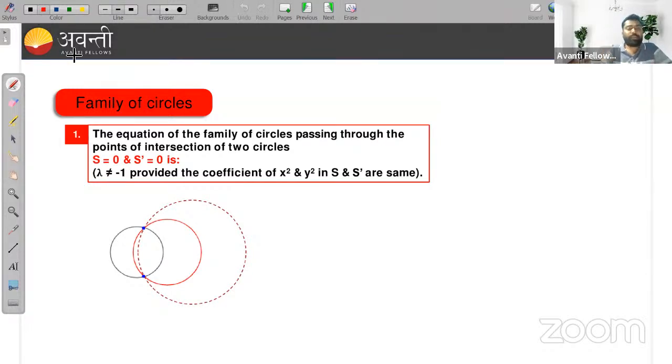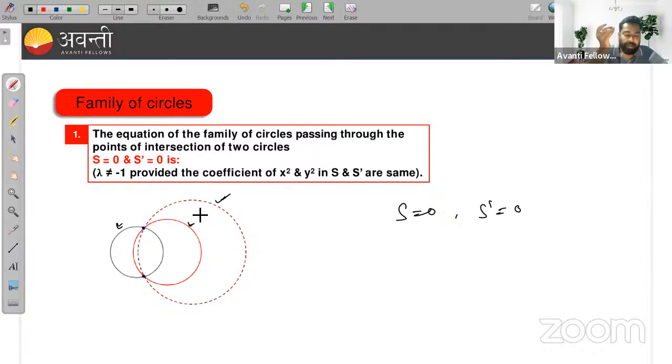case is the equation of the family of circles passing through the point of intersection of two circles. Suppose you have two circles, one is S equal to 0 and another one is S dash equal to 0. These are two circles and they are intersecting each other at 2 points. Passing through those 2 points, you can draw an infinite number of circles. All these circles are called my family of circles when the circles are passing through the point of intersection of two circles. Okay, this is the first scenario.